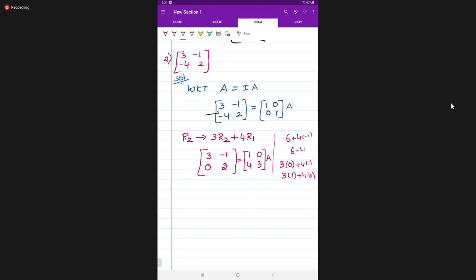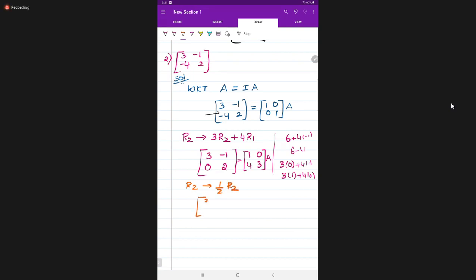Okay, don't worry about it. First time it is somewhat difficult. Now tell me, next. R2 implies half of R. Okay, first listen. R2 implies, make the 2 as 1. What to do? Divide by 2. Very good. So R2 implies 1 by 2 into R2.